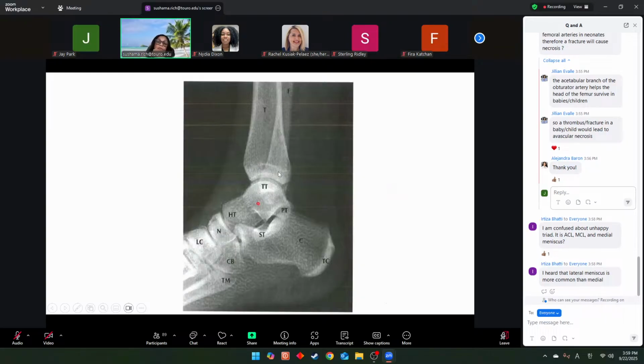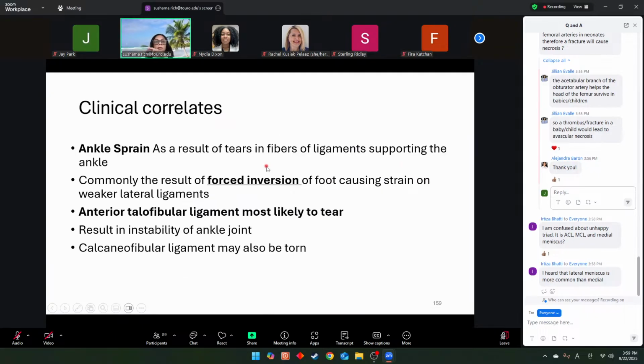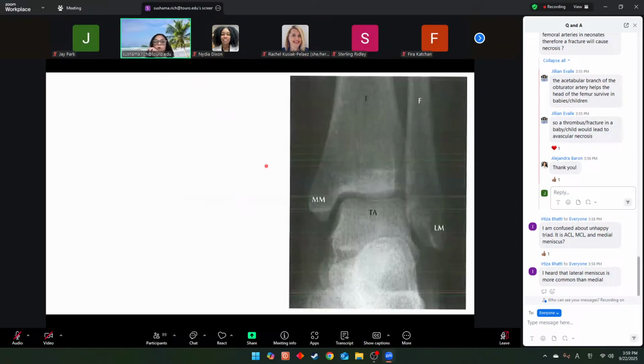This is an X-ray showing you the talus, the calcaneus. This is the navicular. This is cuboid. This is lateral cuneiform. It's all labeled. So if you want to review that, you can. There was something I wanted to, oh.